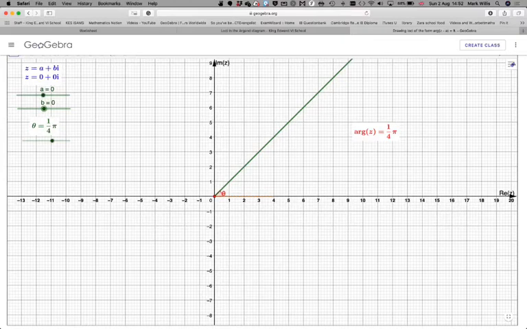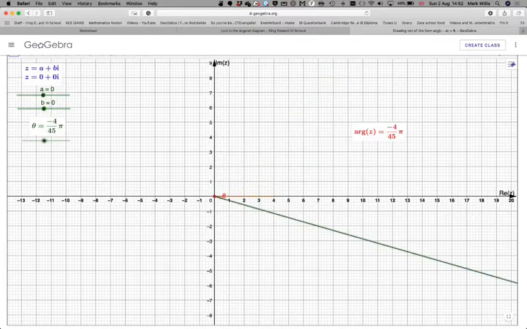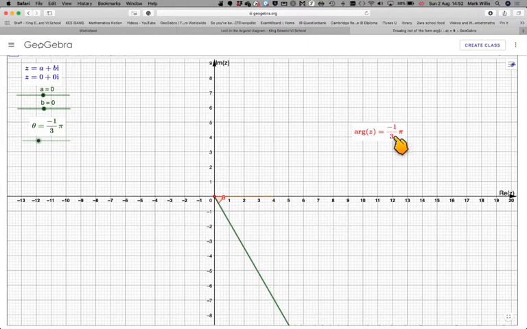Don't forget angles are measured from minus 180 to 180, not including minus 180. So if we did the negative angle, that would be round that way. There you go, you've got the argument of z is equal to minus pi over 3 there.